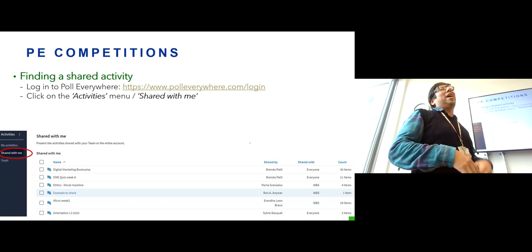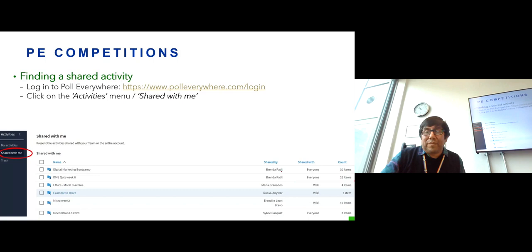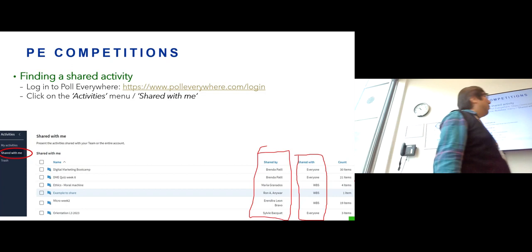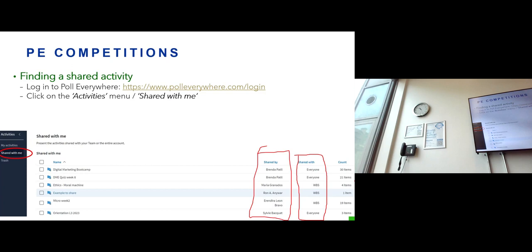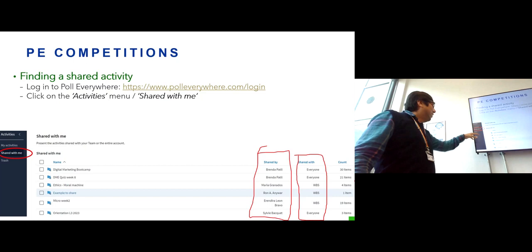The interesting part here is that you can see the person who created these folders. And look, we can see which group they shared with. Yeah. They shared with everyone at Westminster, or only with WBS. And you can see how many competitions or activities there are, could be a survey, could be different things here. Now, okay, I found the folder.